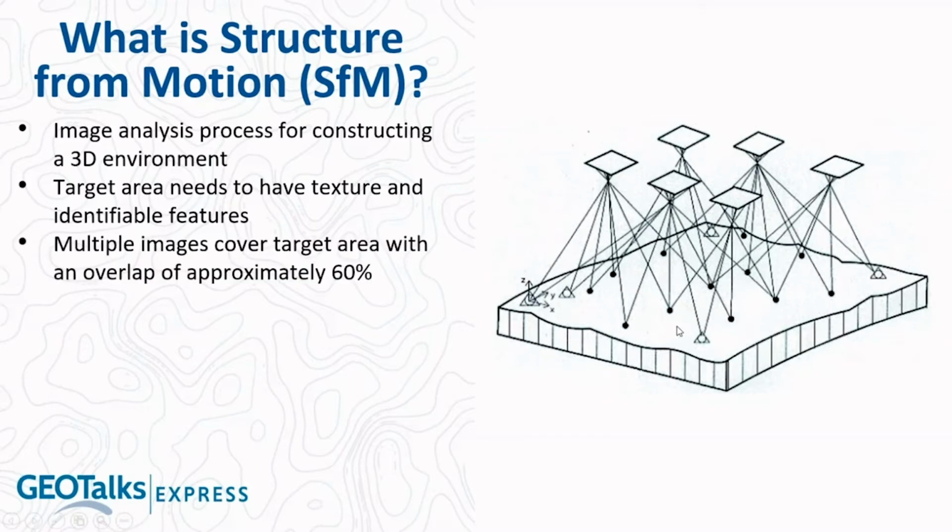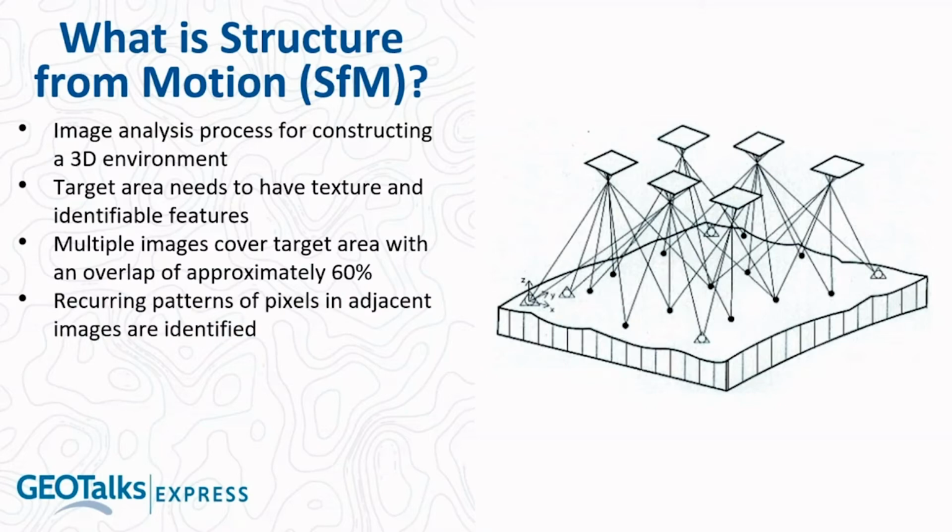Secondly, the images need to have some overlap between them. We say shoot for approximately 60% overlap, but as you're flight planning, it's always better to shoot for maybe 70% overlap so that you are sure you have sufficient overlap between your adjacent images. So the structure from motion process actually works by identifying like features based on recurring pixel patterns in the overlapping images.